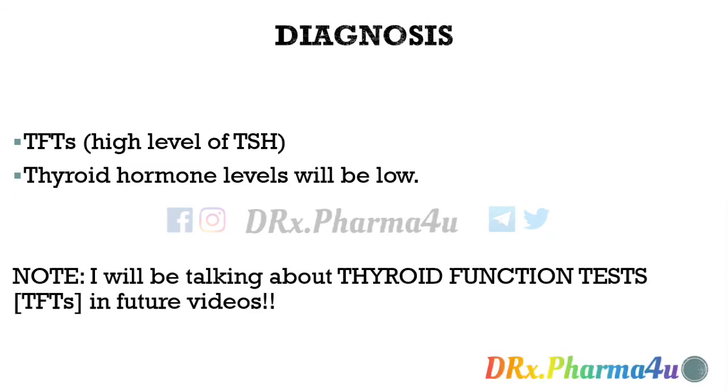If you look at the diagnosis, usually we do a thyroid function test, so there will be a high level of TSH and thyroid hormone levels will be low. I have not explained that in detail here because later on I'll come back with a separate video on clinical laboratory parameters, where I will be talking about thyroid function test, renal function test, liver function test, etc. So there I'll talk in detail.